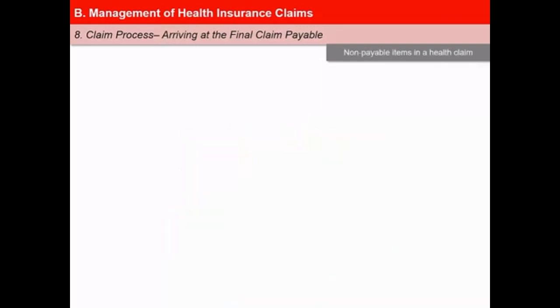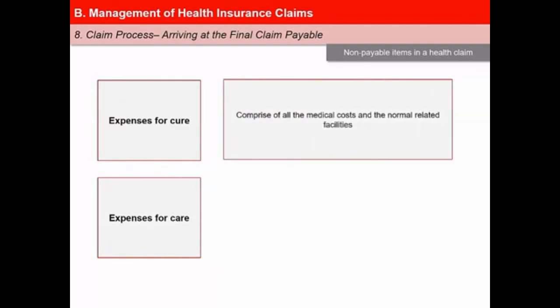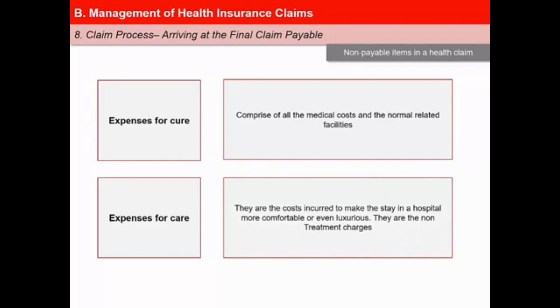The expenses incurred in treating an illness can be classified into expenses for cure and expenses for care. Expenses for curing an illness comprise all the medical costs and the normal related facilities. In addition, there could be costs incurred to make the stay in a hospital more comfortable or even luxurious. A typical health insurance policy attends to the expenses for curing an illness, and unless stated specifically, the extra expenses for luxury are not payable. These expenses can be classified into non-treatment charges.